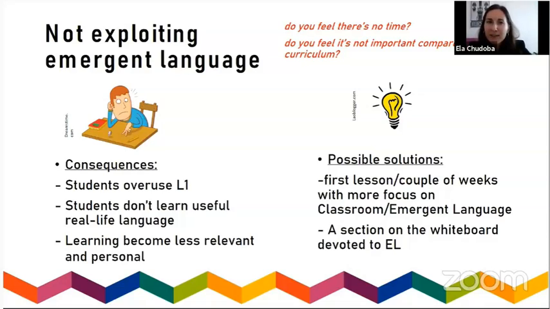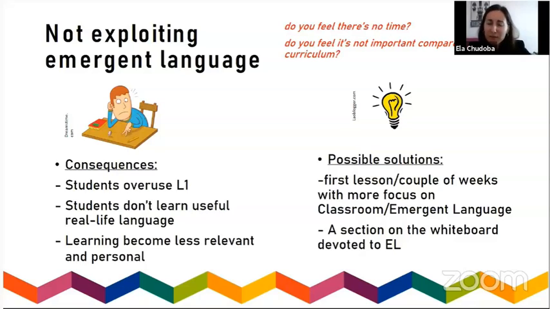And if this is the thinking we hold, then there are quite a few negative consequences for our students. First of all, this might lead to students overusing their L1 simply because they don't have the language to express certain things in. And of course, this basically means that they don't learn any useful real life language. It means that we are not exploiting the context of the lesson or of the situation we're in to give them the right tools to use English and to develop.